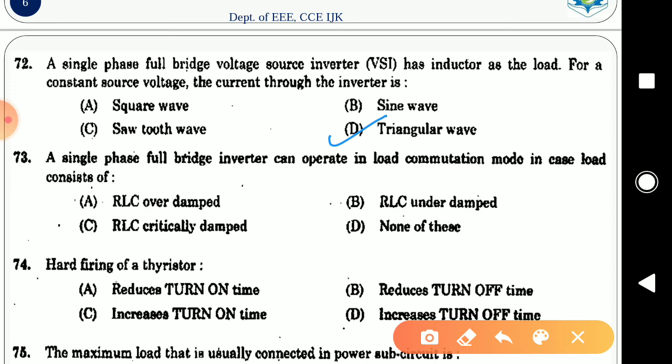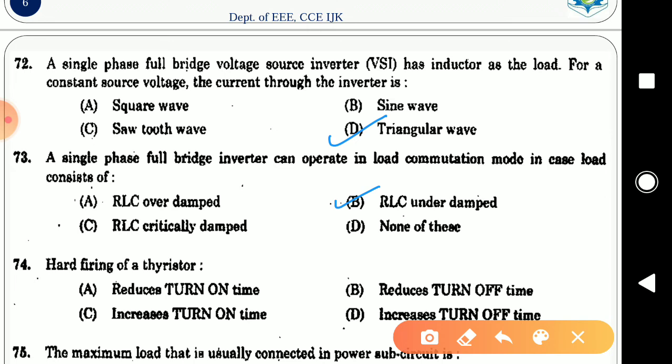Next question 73. A single phase full bridge inverter can operate in load commutation mode in case load consists of. Load commutation is a mode of forced commutation and it is obtained by using an RLC circuit. The RLC circuit should be underdamped. Only then you can make sure that the current through the thyristor goes below the holding current. In the other cases, the current will not get reduced and turn off of the thyristor will not take place.